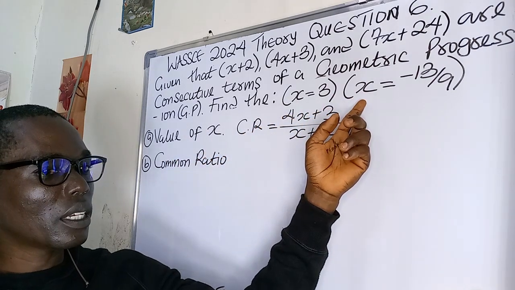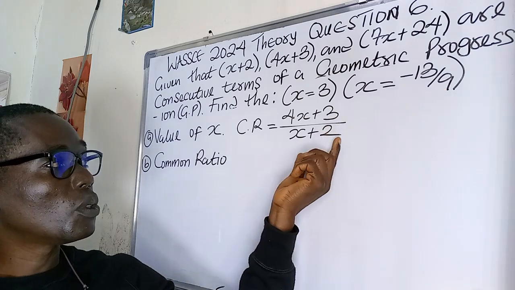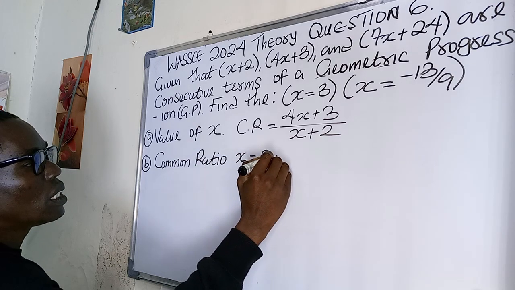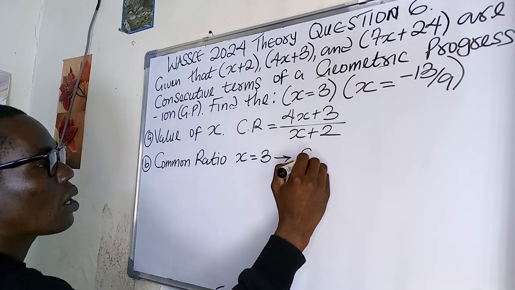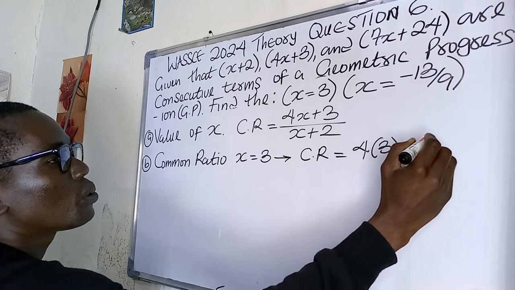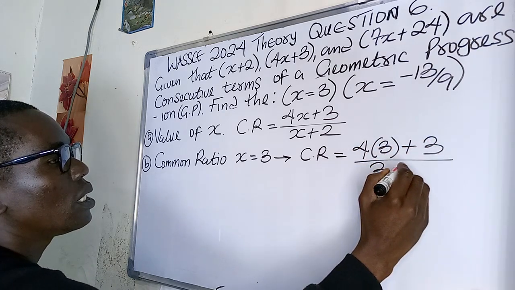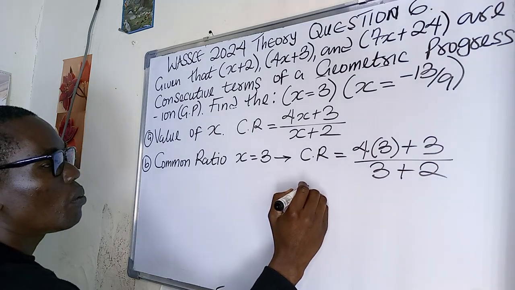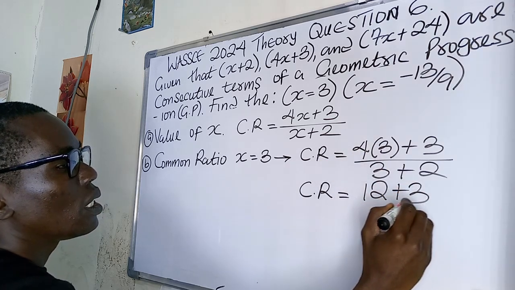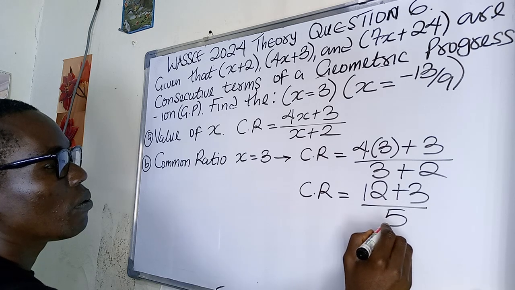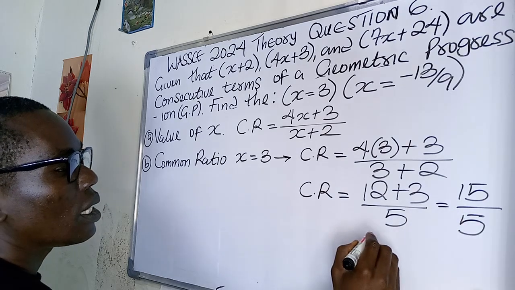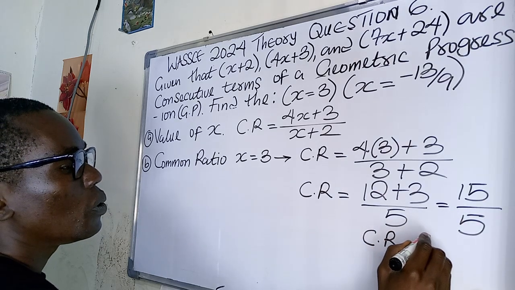And if we insert the value of x equal to negative 13 divided by 9, we should be able to have the common ratio. Now let's start with the value of x equal to 3. The value of x equal to 3 will give us our common ratio to be equal to 4 multiplied by 3, plus 3, divided by 3 plus 2. So our common ratio here will be equal to 4 times 3, which gives us 12, plus 3, divided by 3 plus 2, which is 5. So this is going to give us 12 plus 3 is 15, divided by 5, and then our common ratio here will be equal to 3.